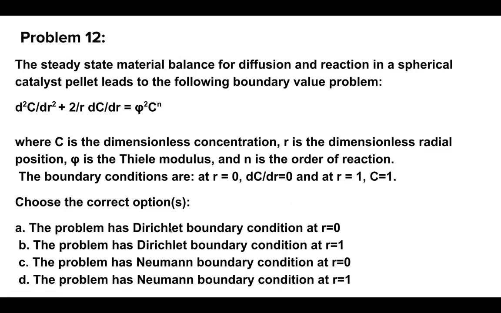So the options we have are: the problem has a Dirichlet boundary condition at R equal to 0; the problem has a Dirichlet boundary condition at R equal to 1; the problem has a Neumann boundary condition at R equal to 0; and the problem has a Neumann boundary condition at R equal to 1. Which will be the answer?